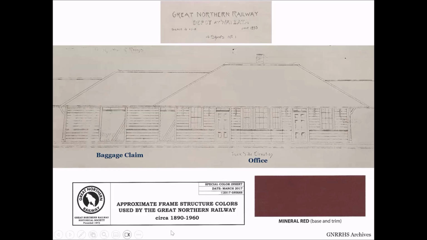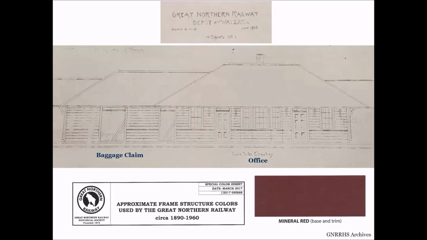So you can see that these are the colors used by the Great Northern Railway, 1890 to 1960. And remember, this is 1893, and they label the color as mineral red. And so it makes sense that this depot was probably somewhat close to that color palette of mineral red, again, with white trim.